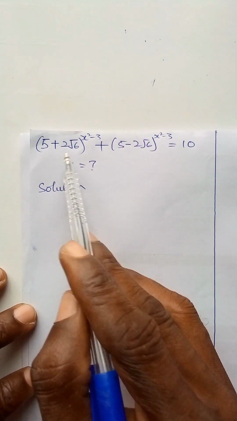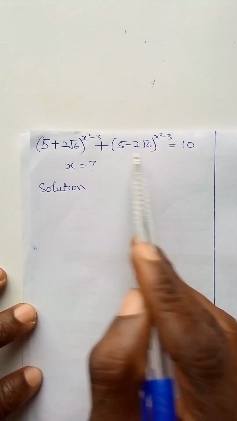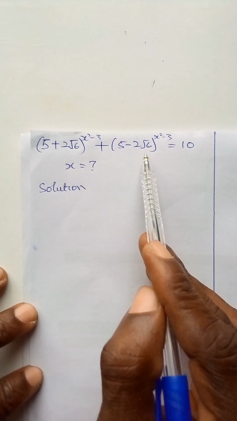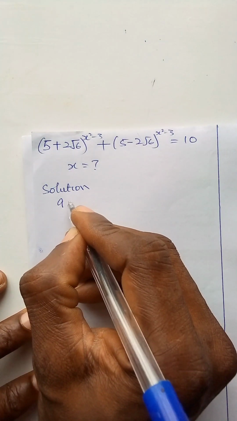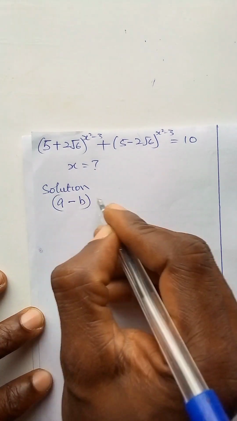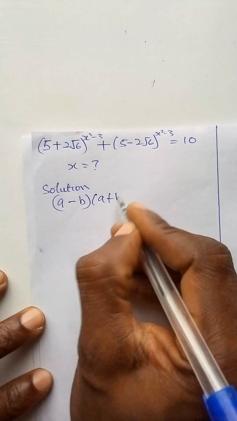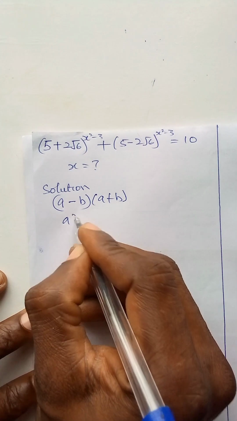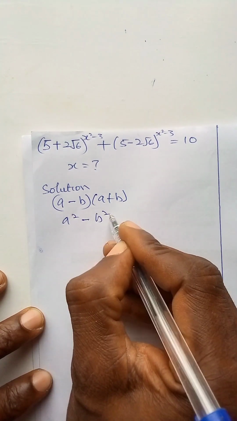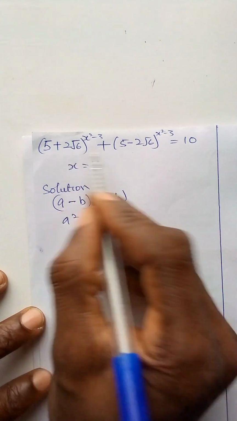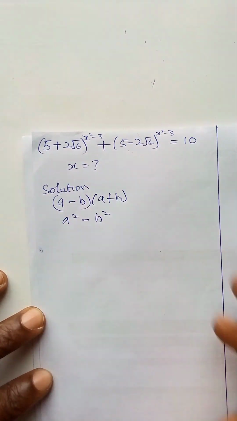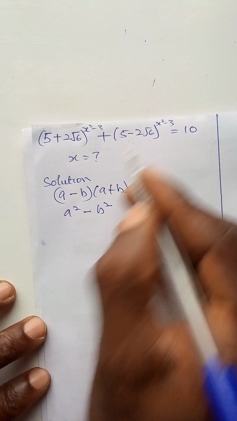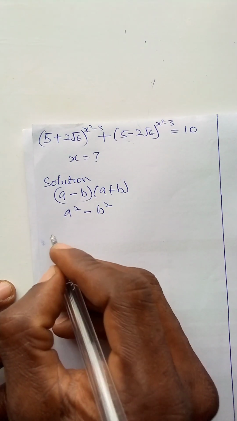If we check the expressions in the brackets, we will see that they are surdic expressions and they are conjugates. So if I have (a − b)(a + b), I'll have a² − b². So what I have in the brackets are differences of two squares. So let us expand or multiply the brackets.